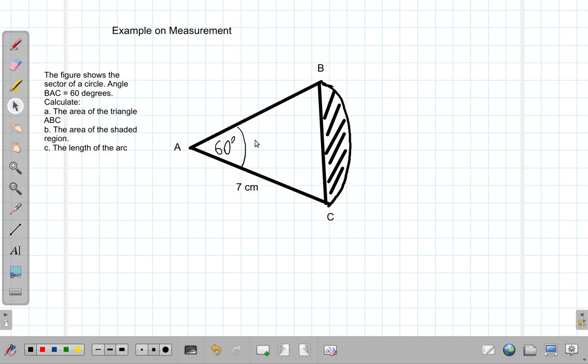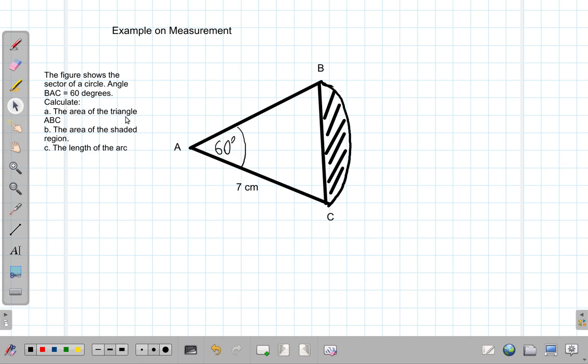We have here a sector of a circle. We have the part ABC that forms a triangle, and then the shaded area that represents a segment of the circle. The figure shows a sector of a circle. The angle BAC is 60 degrees, and we have the 7 representing the radius of that circle.